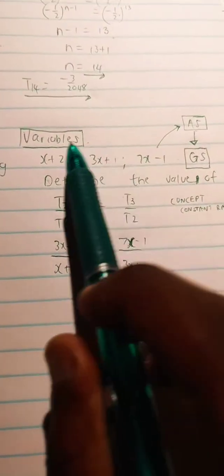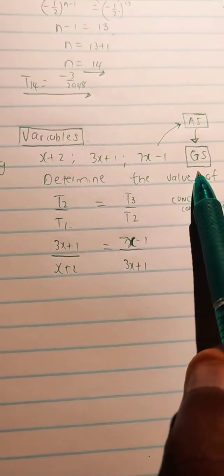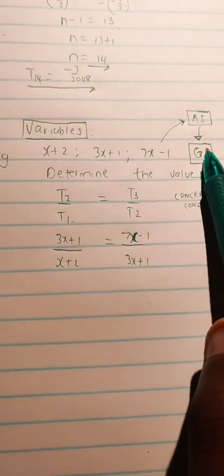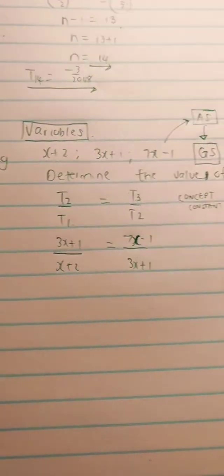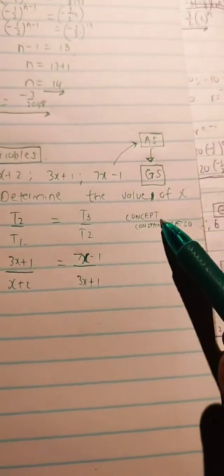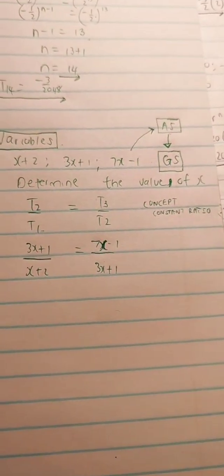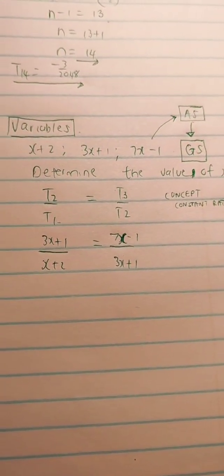In this case, the sequence is a geometric sequence. But what if it was an arithmetic sequence? What concept would we have used to basically calculate the value of x?